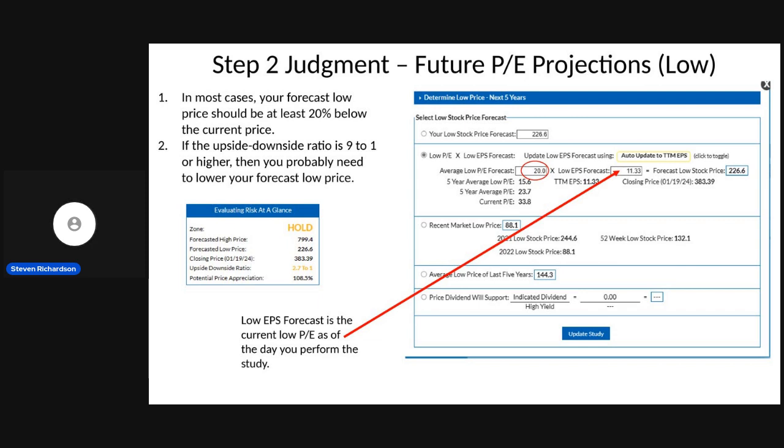Okay, then the future price earnings projections low. When you click on the low green box, this pops up, and they give you the 5-year average low, the 5-year average price earnings, and the current price earnings. So this is the lowest you think it could go. So I'm saying 20. 20 times 11.33, that's the low EPS, what it currently is, and that brings us to 226. I think it could go to 226 if it was low. And again, this is from getting information from other sources and making your judgment.